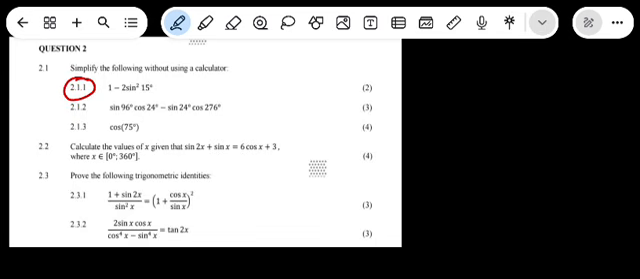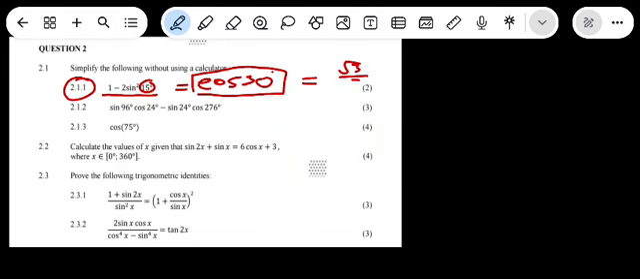For 2.1.1, we're given 1 minus 2 sine squared 15. As you can see, this is a double angle. I won't waste time. This simply equals cos of 15 multiplied by 2, which is 30 degrees. This is a double angle. 30 degrees is a special angle, which is the same as the square root of 3 divided by 2. So without wasting time, that is what you'll have there.